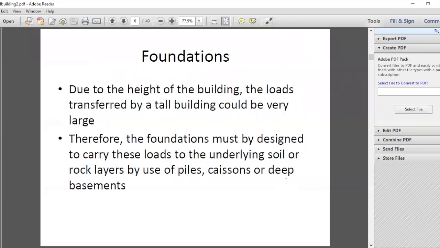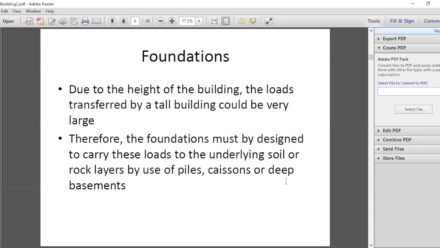Then how about the foundations of a building? So due to the height of the building, there will be fairly high loads transferred to the foundation. And so the foundation has to be designed to carry these loads to the underlying soil or rock layers, generally by using piles. And caisson is a large diameter pile, but it is hollow.